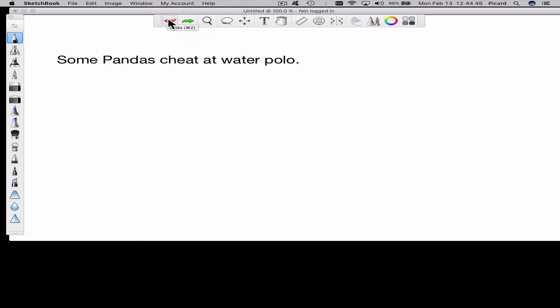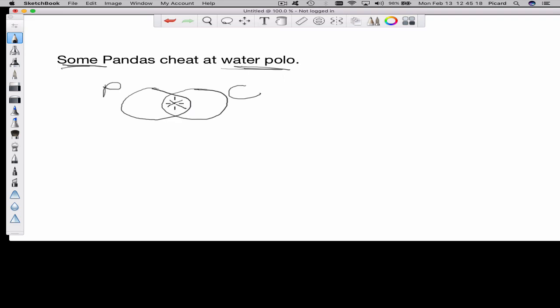We change that to some pandas cheat at water polo. Now we've got a particular, so we would still draw our two circles, and here would be our pandas, and here would be our water polo cheaters for a second circle. This is telling us that there is at least one panda inside of the water polo cheating circle, and that means that we would put an X in here. There's our panda who cheats at water polo.